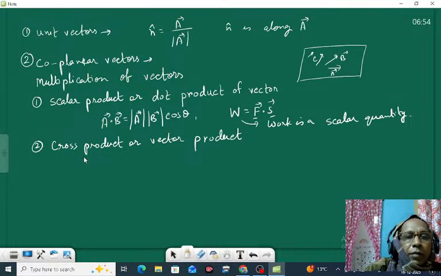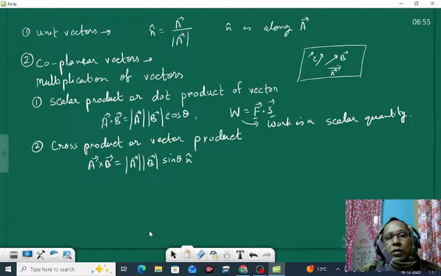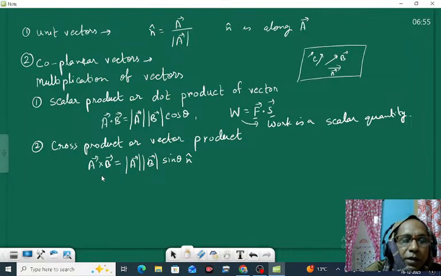And there is another, the vector product or cross product. If we cross these vectors, A vector cross B vector, then we find the value as modulus of A, modulus of B into sin theta into n unit vector. Or you can find A cross B in determinant form also, right?